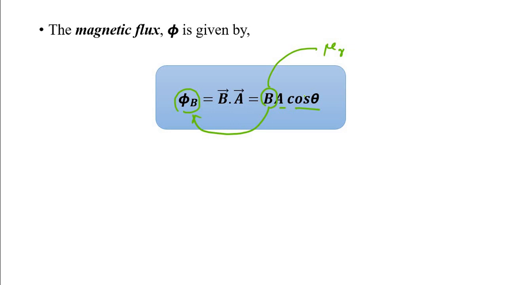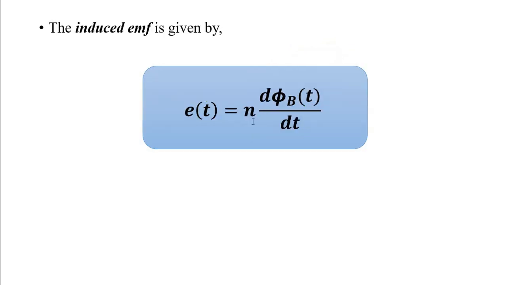So as magnetic flux changes, it induces an EMF as per Faraday's law of electromagnetic induction, which is given by N d phi B by dt, the rate of change of magnetic flux. Here we are not considering the negative sign as per Lenz's law, because we are only interested in the magnitude.